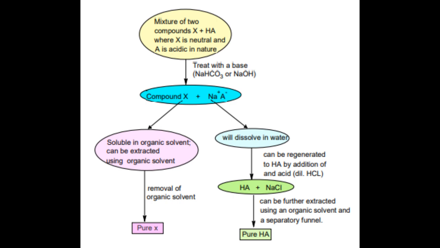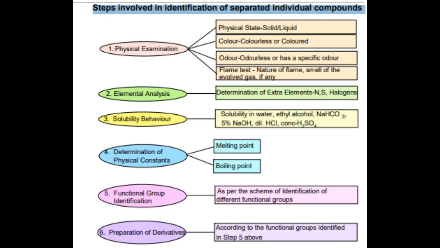Pure Y can be obtained by removal of the organic solvent. Pure BH can be recovered by treating the chloride salt by making the solution basic and then extracting BH from aqueous media by using an organic solvent followed by removal of the solvent. Here also, the two compounds Y and BH are separately identified using the usual scheme of identification of organic compounds. The usual steps involved in such an identification of separated individual compounds from the mixture are as follows. Steps involved in identification of separated individual compounds. Look at the screen.